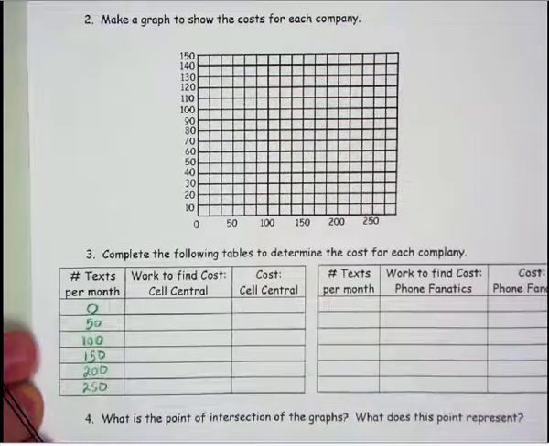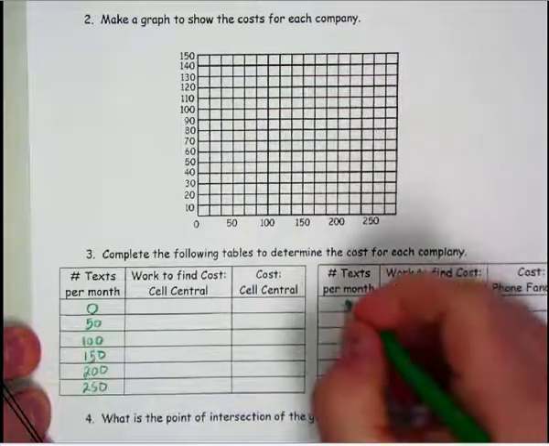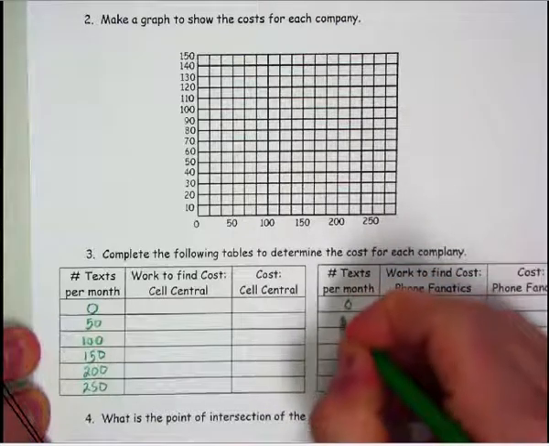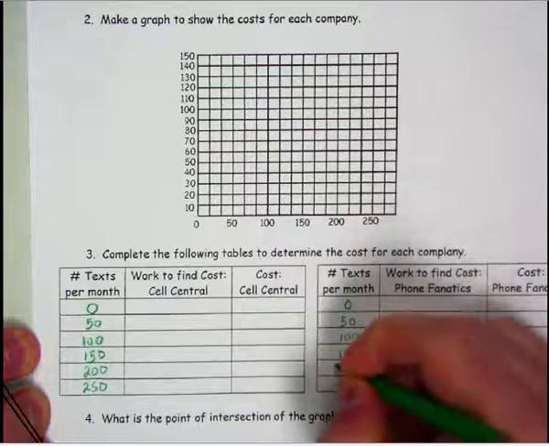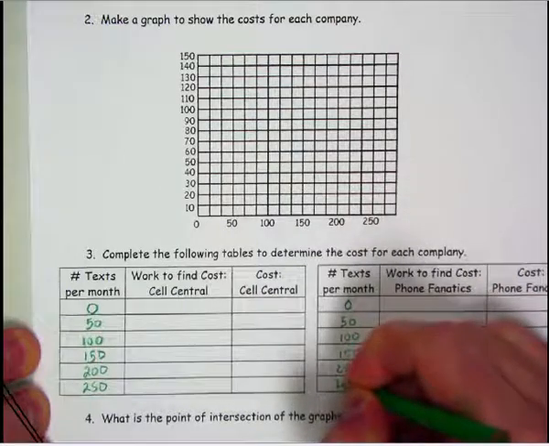Okay. I am going to make sure that I do exactly the same thing in the other table. So I'm going to do 0, 50, 100, 150, 200, and 250.